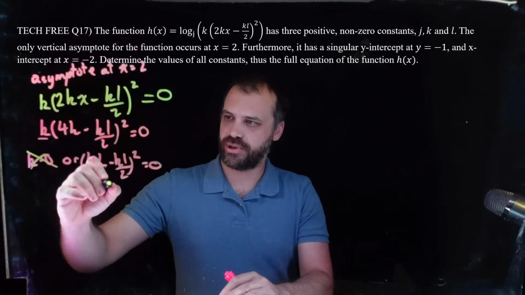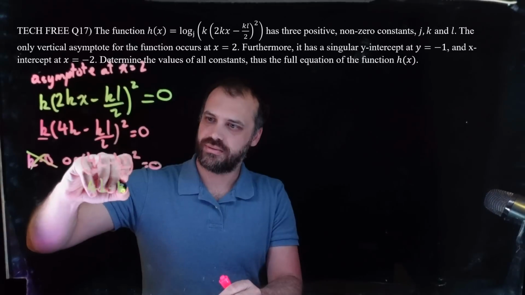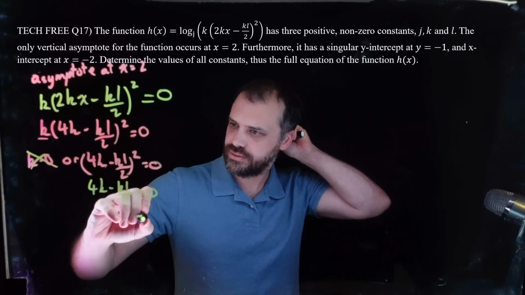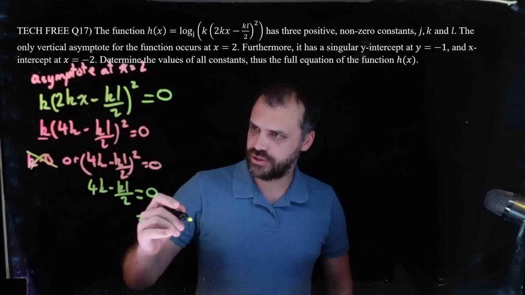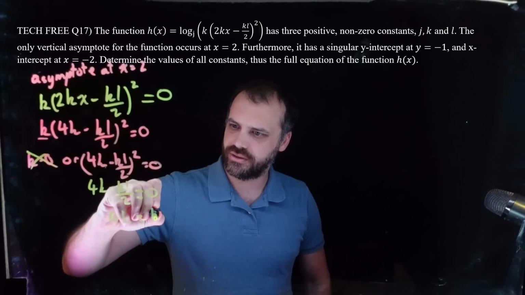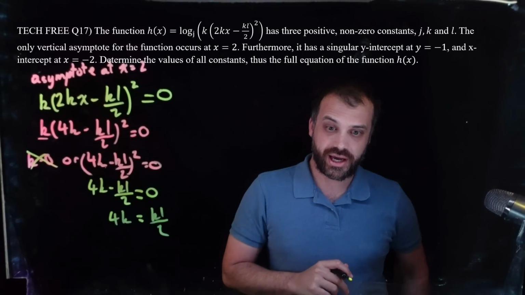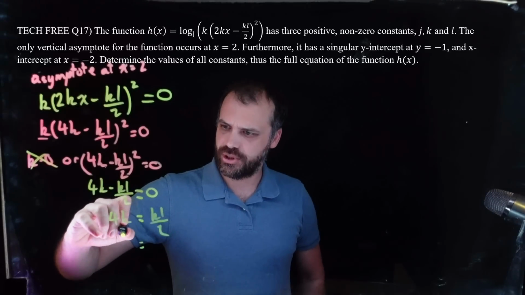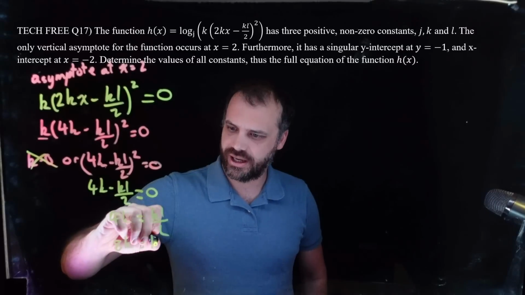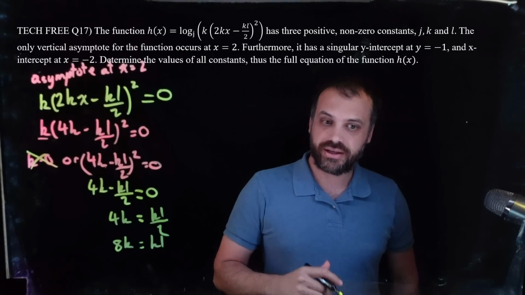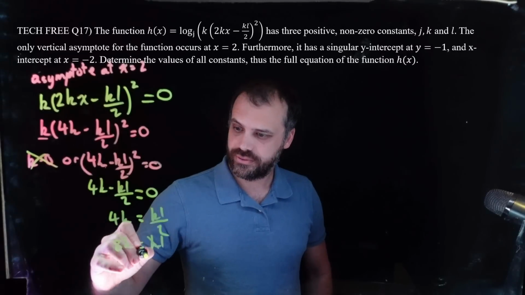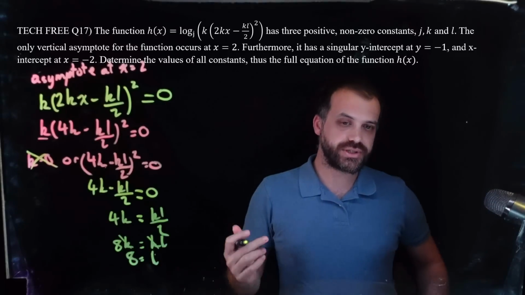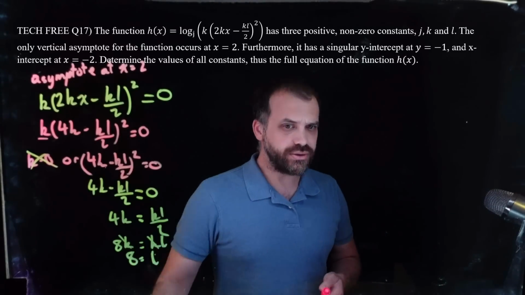So let's continue on down this path. If I take the square root of both sides, I get 4k minus kl on 2 equals 0. Okay, now I can just do a little bit of something like that. 4k equals kl on 2. Multiply both sides by 2, I'll have 8k equals kl. And then I can divide both sides by k. L equals 8. Okay, that is a third of the way there.